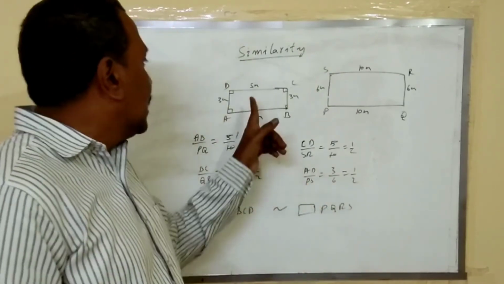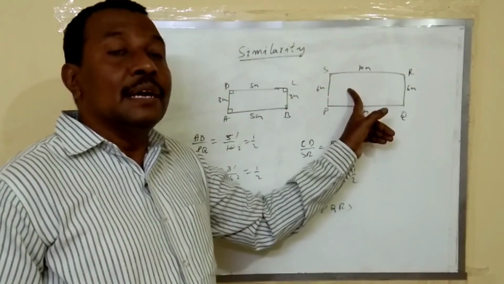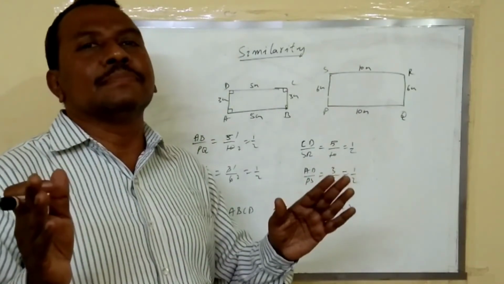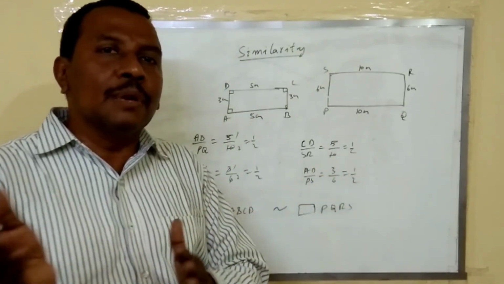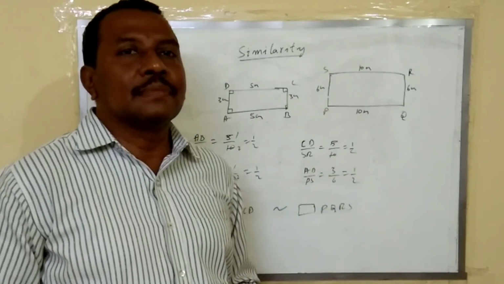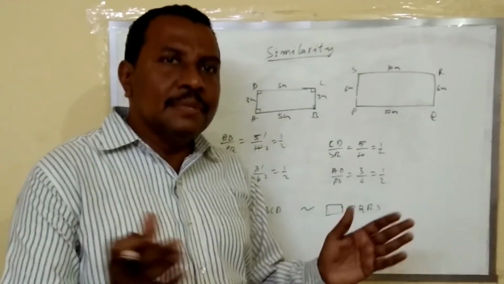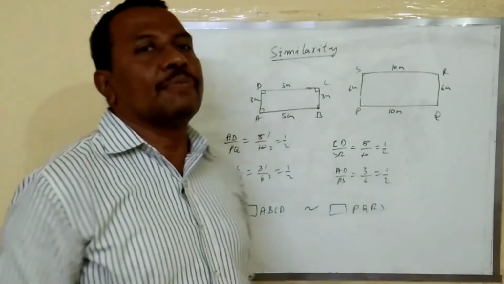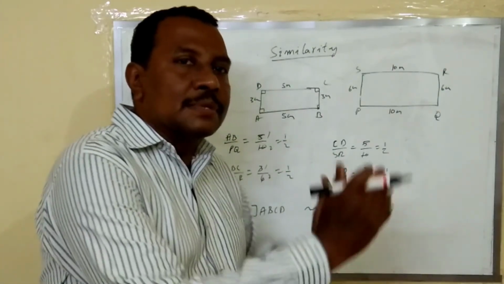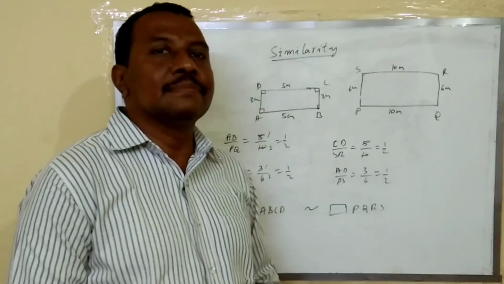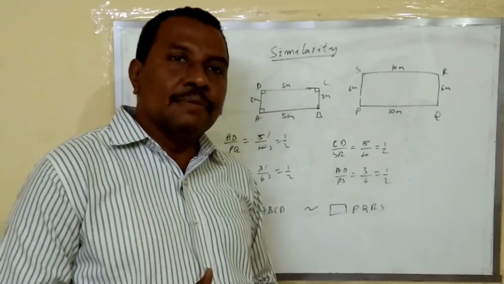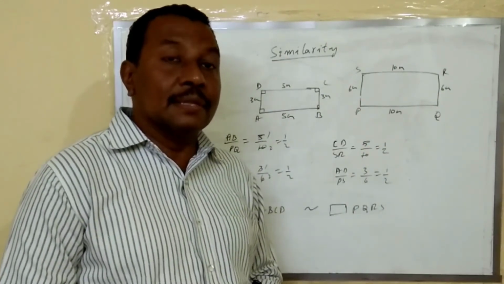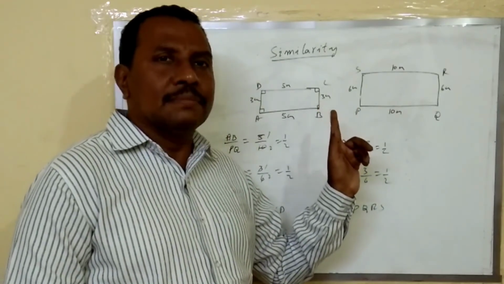Similarity means the shapes of the two geometrical figures are equal, but the sizes may or may not be equal. If the sizes are equal, the two geometrical figures become congruent. But if they are not equal, then the larger figure is the magnified figure of the small figure, and the small figure is the diminished figure of the larger figure. In the next class, we will discuss in depth the similarity property of geometrical figures and triangles.